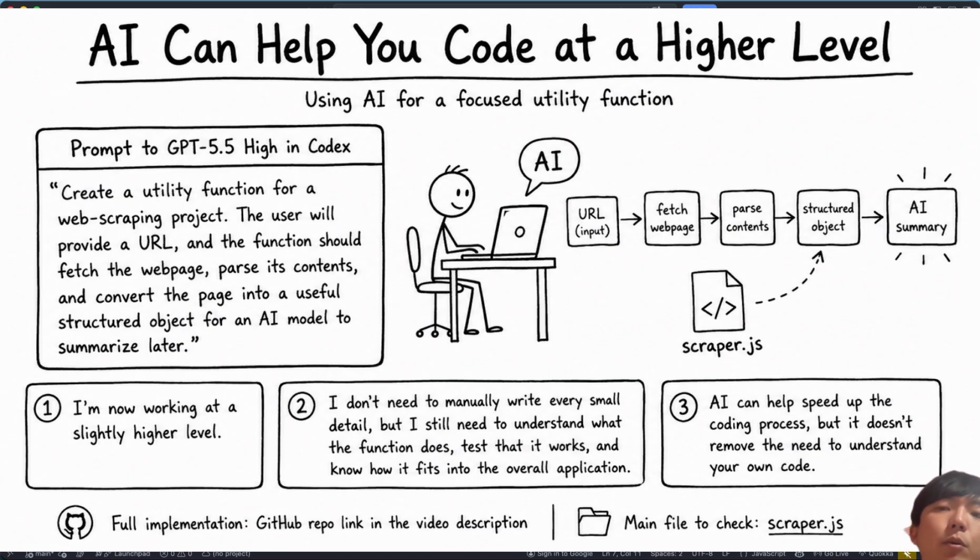So in a way, I'm now working at a slightly higher level. I don't need to manually write every small detail myself, but I still need to understand what the function does, test that it works, and know how it fits into the overall application. And I think that's the important part. AI can help speed up the coding process, but it doesn't remove the need for you to understand your own code. If you'd like to look through the full implementation, I'll leave the GitHub repository link in the video description. The main file to look at is scraper.js.